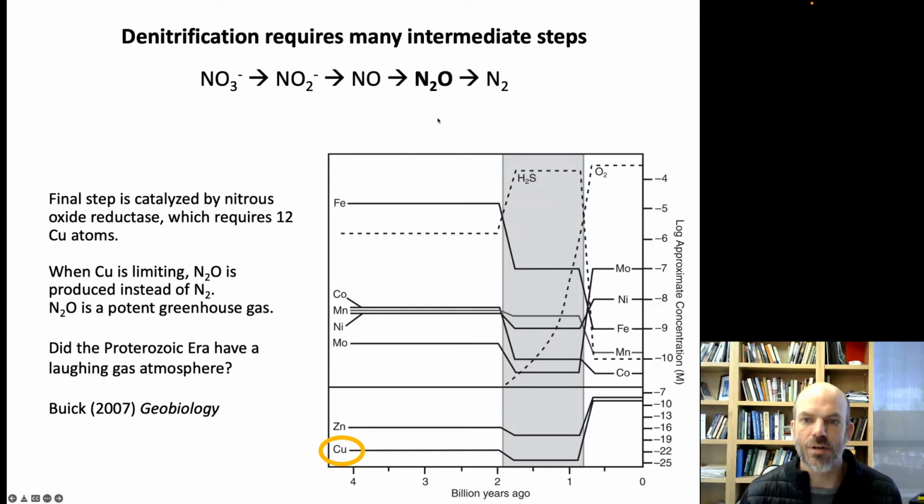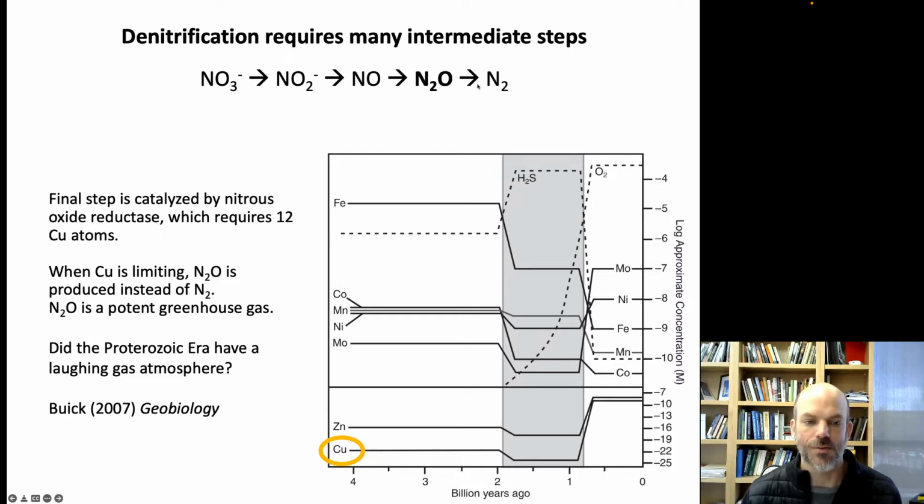And in particular, one very key enzyme in denitrification is for the final step that converts nitrous oxide into gas. This is the last step of denitrification, going all the way from nitrate to nitrite to nitric oxide to nitrous oxide to N2 gas. This last step, this enzyme, is nitrous oxide reductase. It requires 12 copper atoms in the catalytic center of a single enzyme. 12 copper atoms in one enzyme.